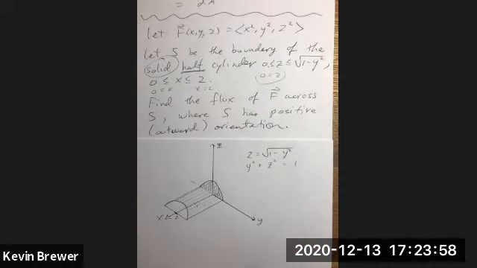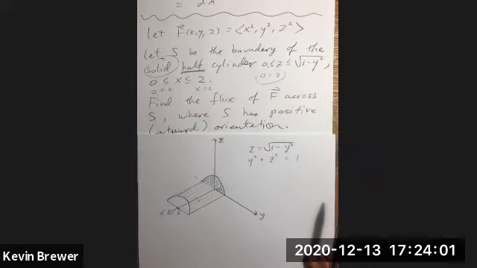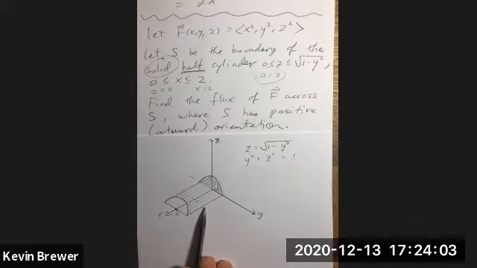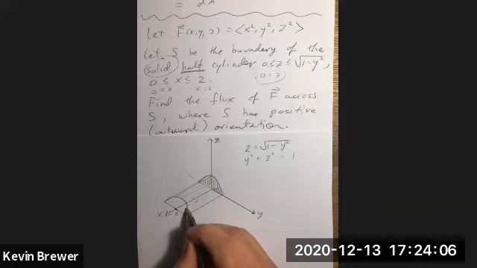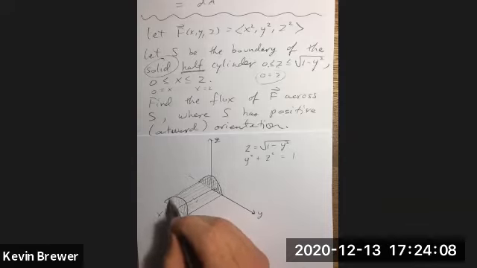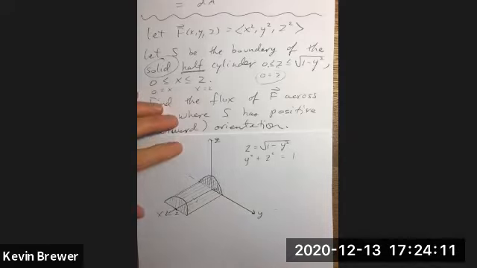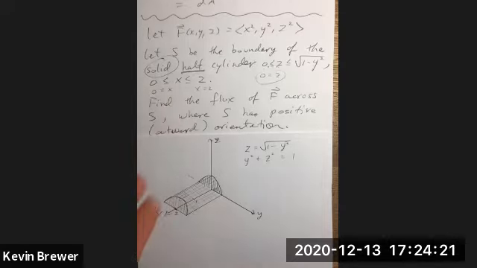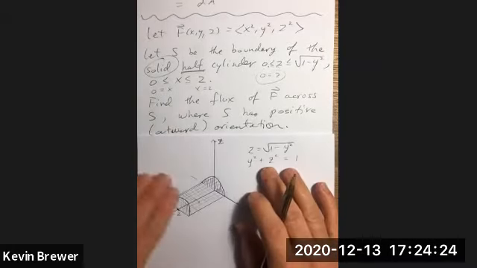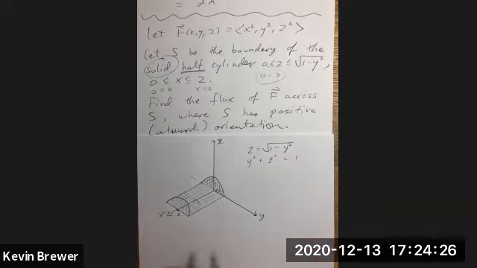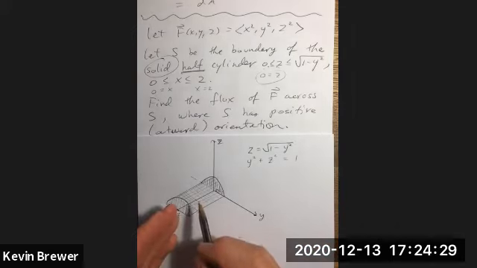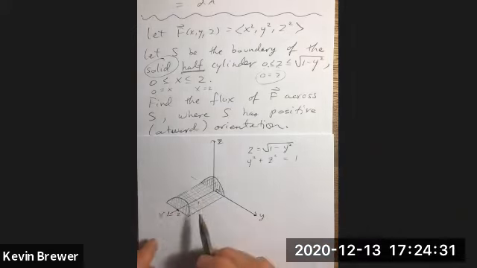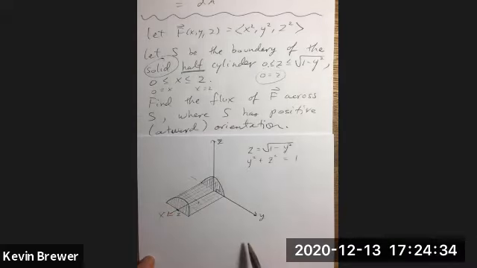So we've got the part that really looks like it's part of the cylinder. We've got an end here. We've got another end here. And then, I guess if I can draw it or shade it in, we've got the bottom. So there's four sides to this, 4 surfaces. We're going to have to compute the outward flux of F across each of these surfaces.